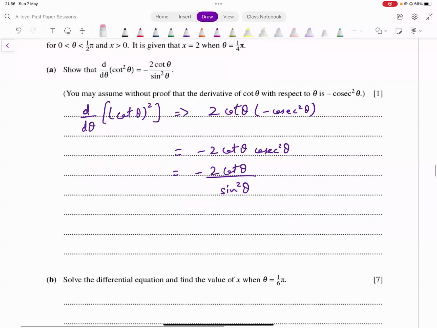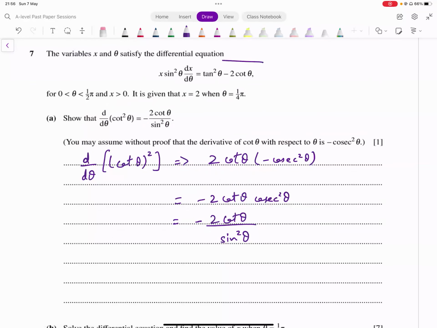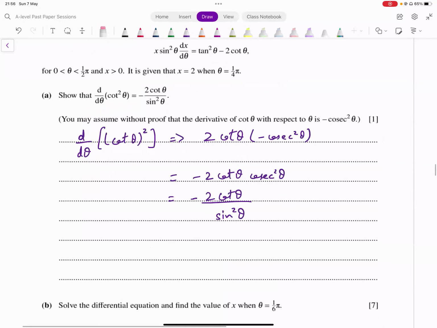Now it says solve this differential equation and find the value of x when theta is equal to π/6. So now we need to solve this differential equation. Which differential equation? This scary looking differential equation. How can we do that? Let's figure this out.